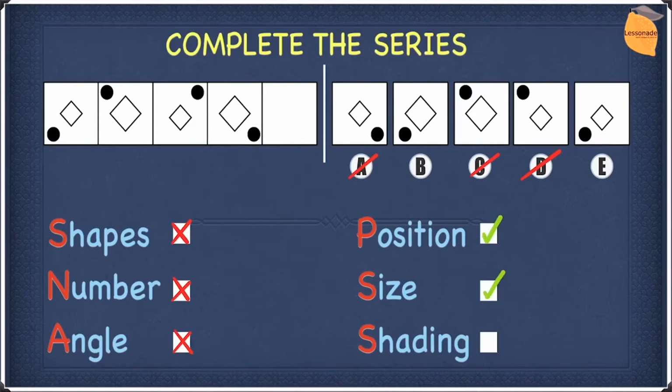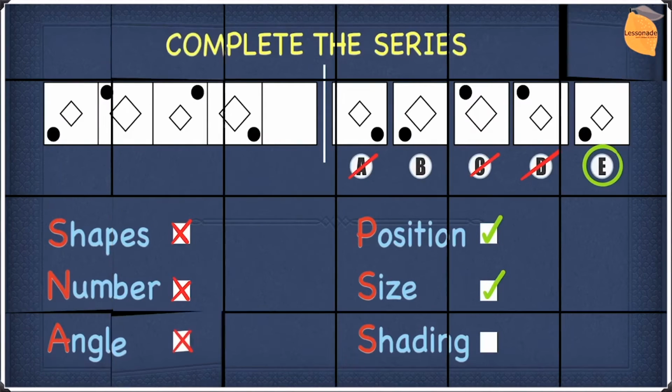So let's move on to size. In terms of size, the size changes for the diamond. So from being small, it gets large, and then small and large. If you continue the pattern, it must get smaller next time. Out of B and E, which one of the diamond is smallest? It's obviously E. This means our answer to this question is E. So I hope you guys understood everything so far. Now let's go on to the next one.